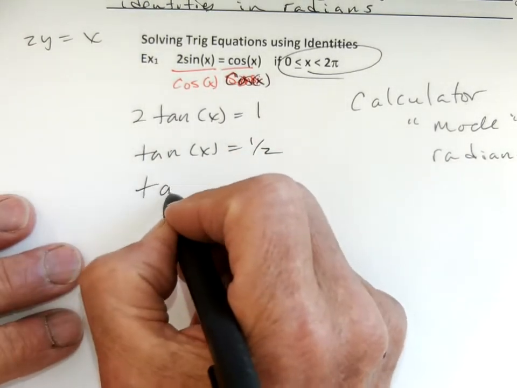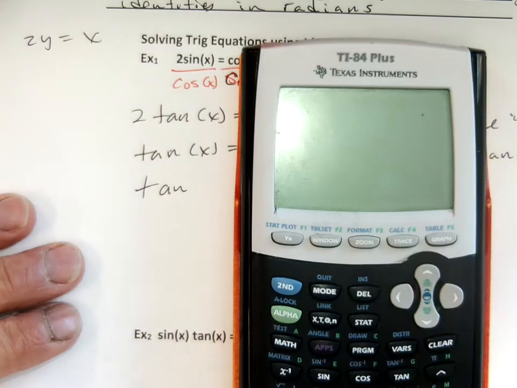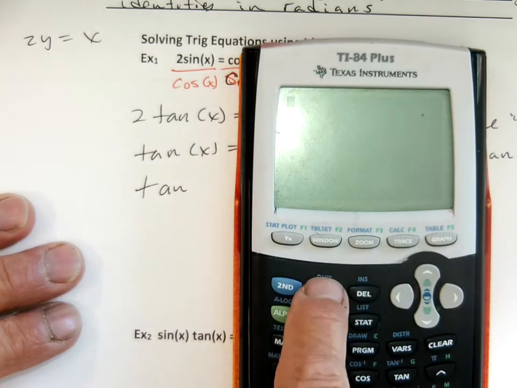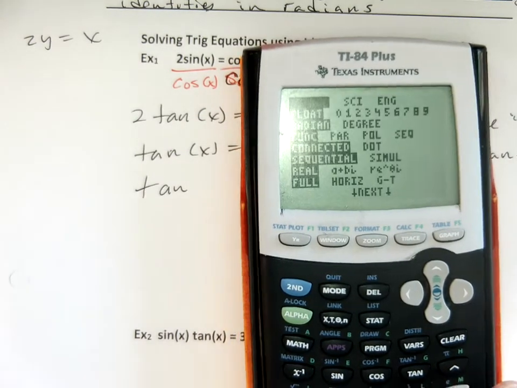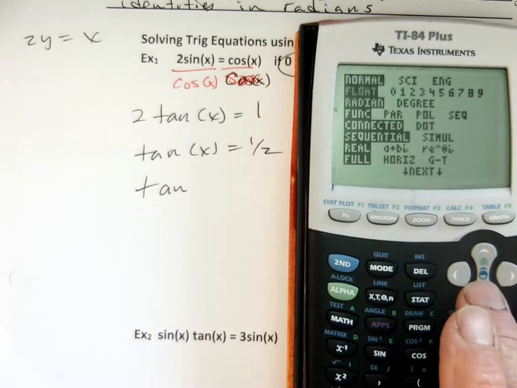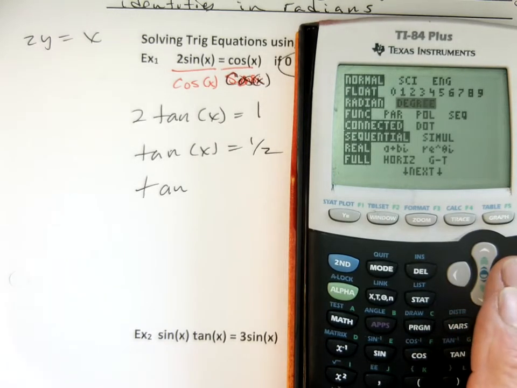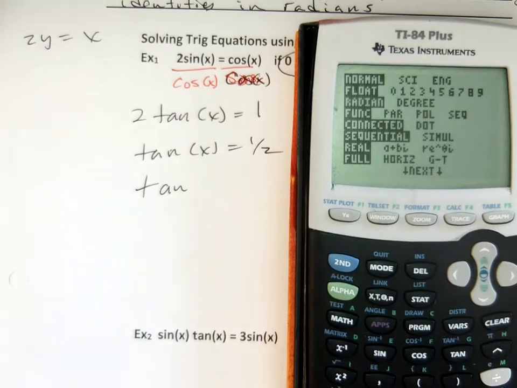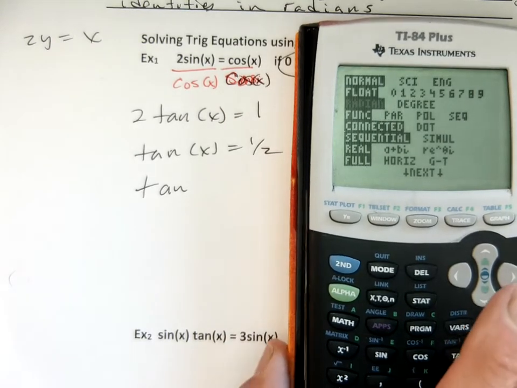Wait, how do you do it on the calculator? The mode button is right there, push mode, and then you go down. If you're in degrees, you just shift it over and push enter. Oh, okay. Got it? Good. Yeah, thank you.